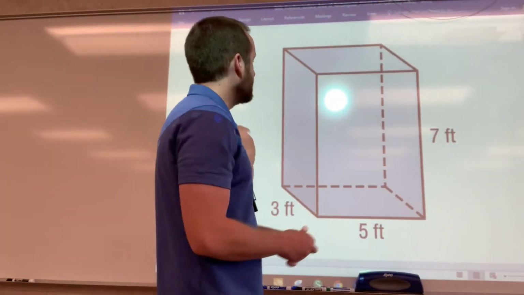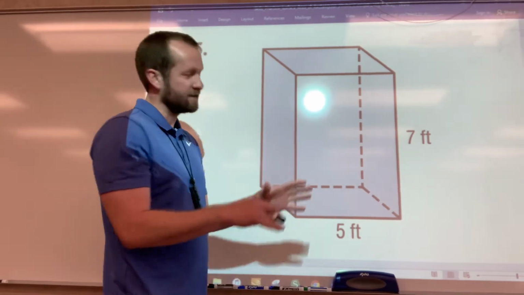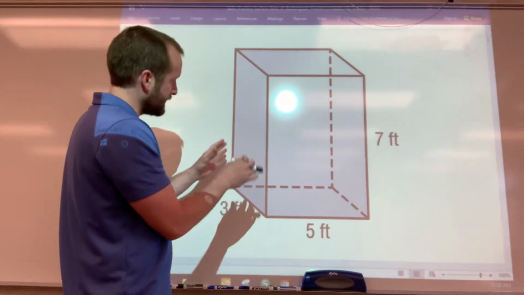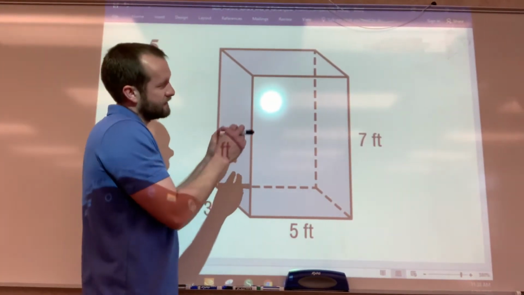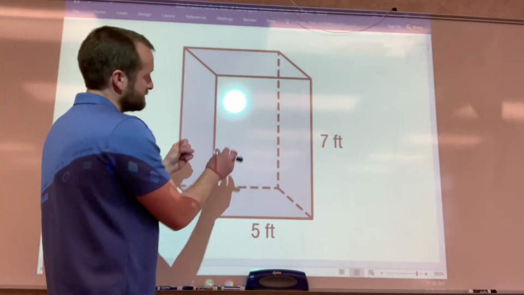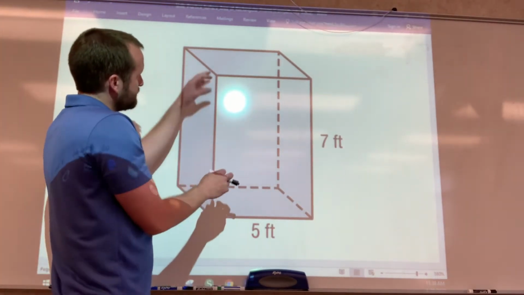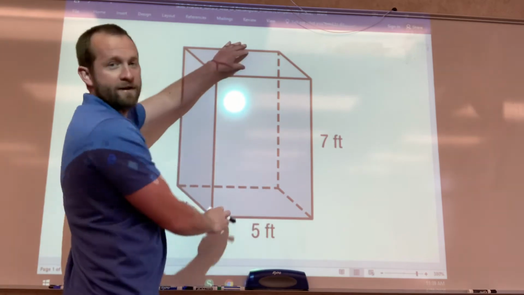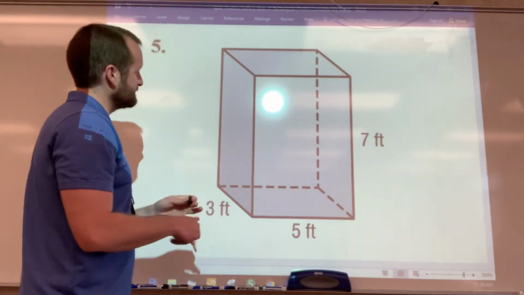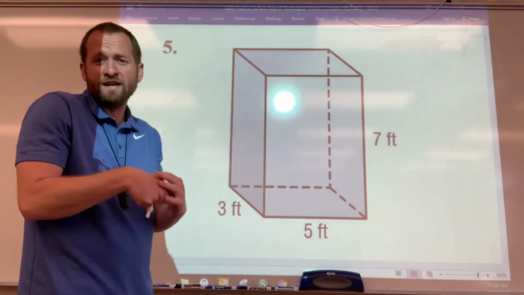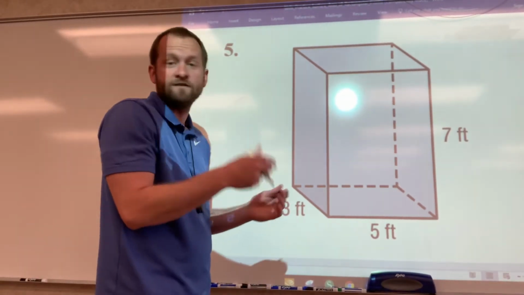Okay, now, and if you remember, to start this, all we're going to do, we just want to find how much area is on the surface of this shape. So that means how much area is the front and the back and the two sides and the top and the bottom. Okay, so to start this, we're just going to find the area of each side, of each face, right?